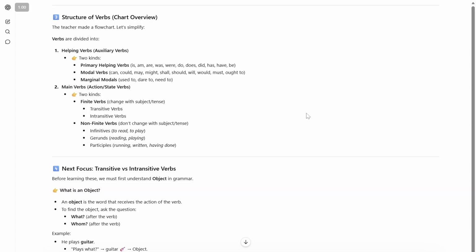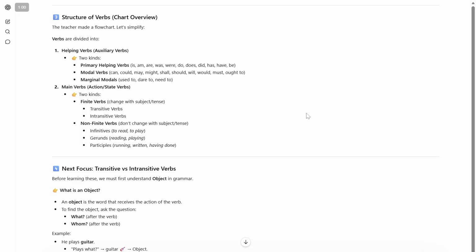Two kinds. Finite verbs change with subject and tense. Transitive verbs, intransitive verbs. Non-finite verbs don't change with subject or tense. Infinitives: to play. Gerunds: reading, playing. Participles: running, written, having done. Next focus: transitive versus intransitive verbs.